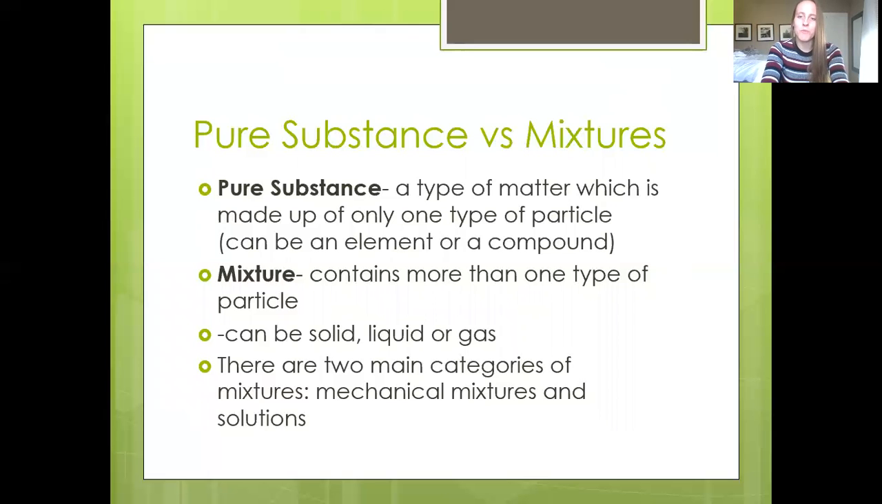Mixtures will contain more than one type of particle. So for example, tap water that contains not only H2O molecules, but also dissolved salts and dissolved minerals, that would be a mixture. Mixtures can be solid, liquid, or gas, and we categorize mixtures as either mechanical mixtures or solutions.